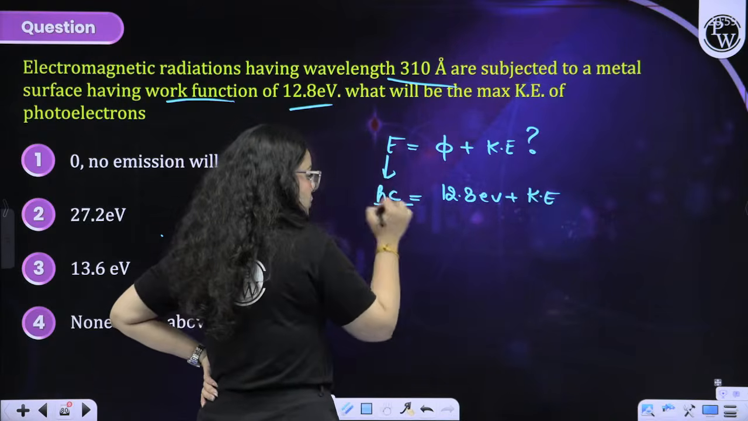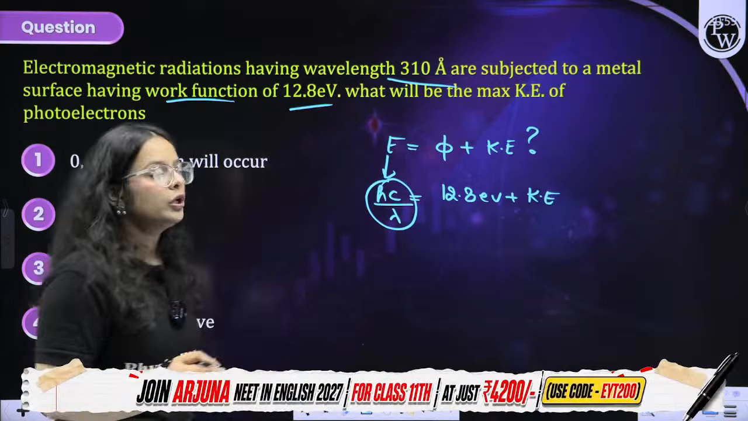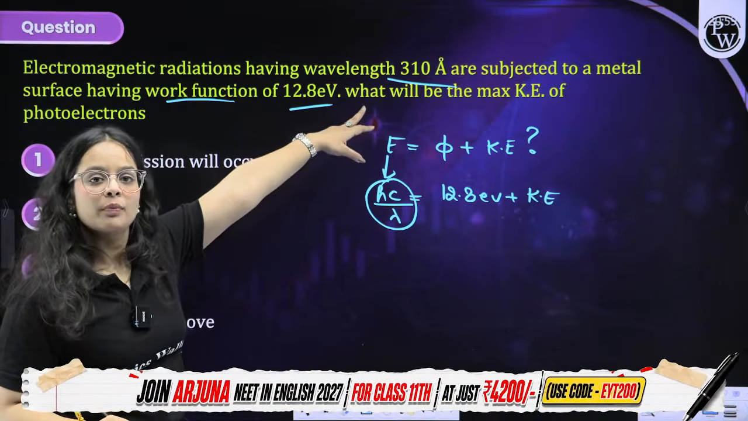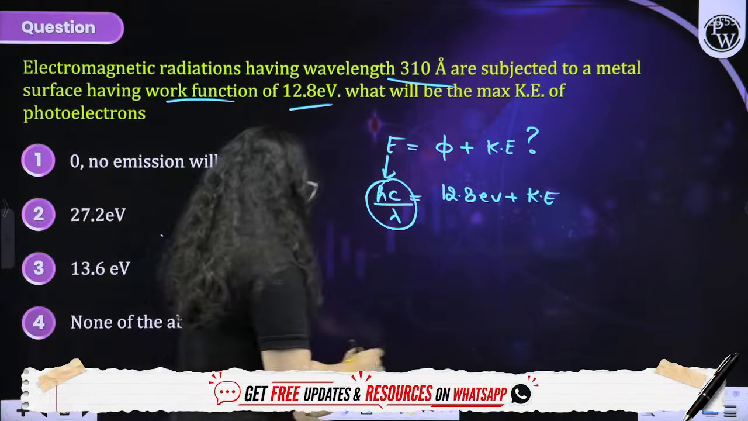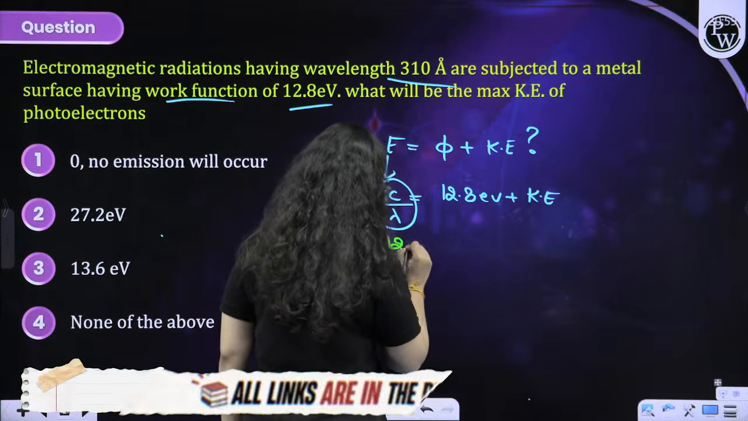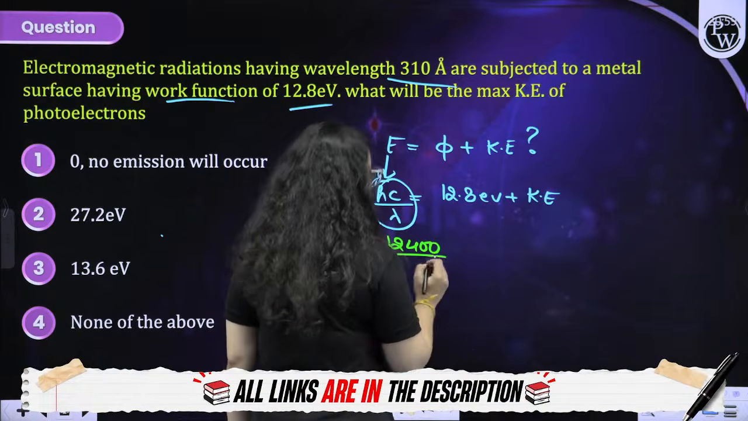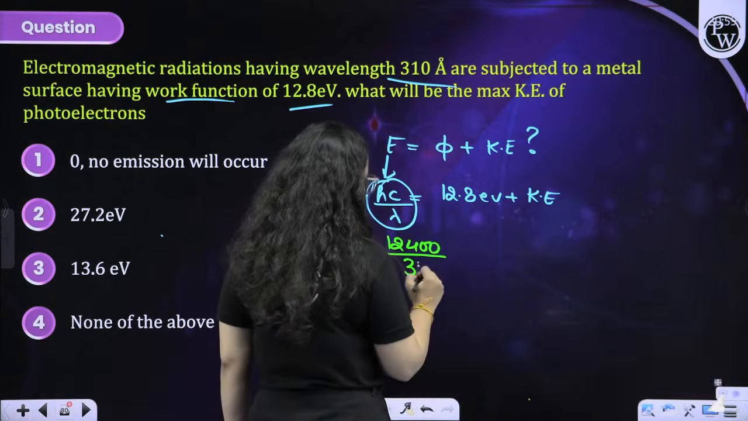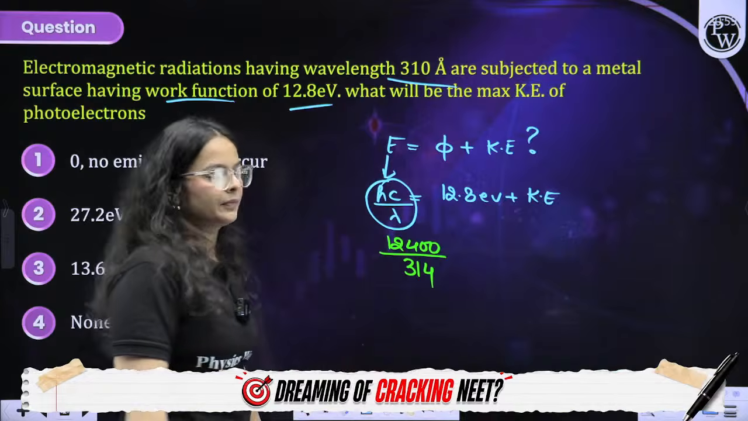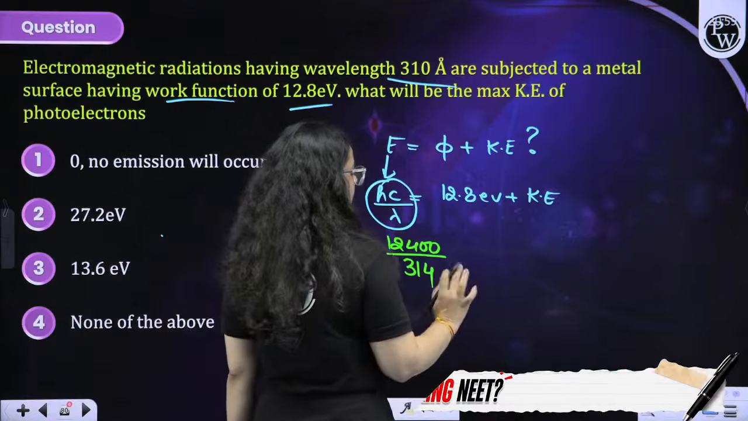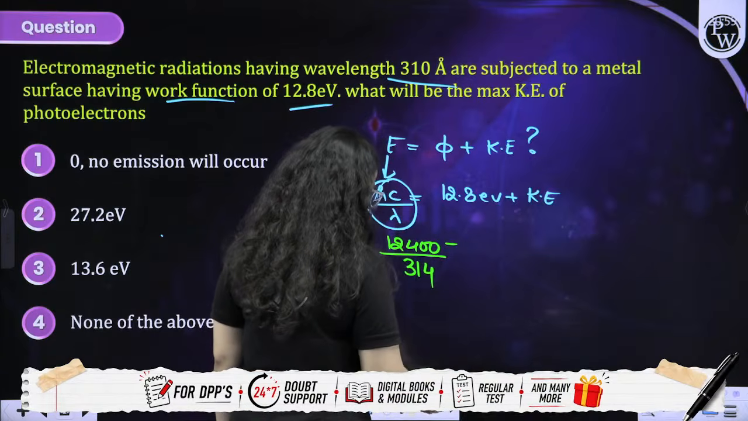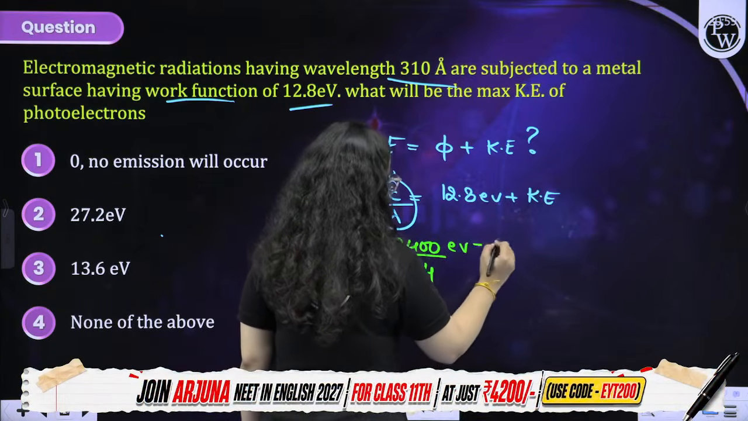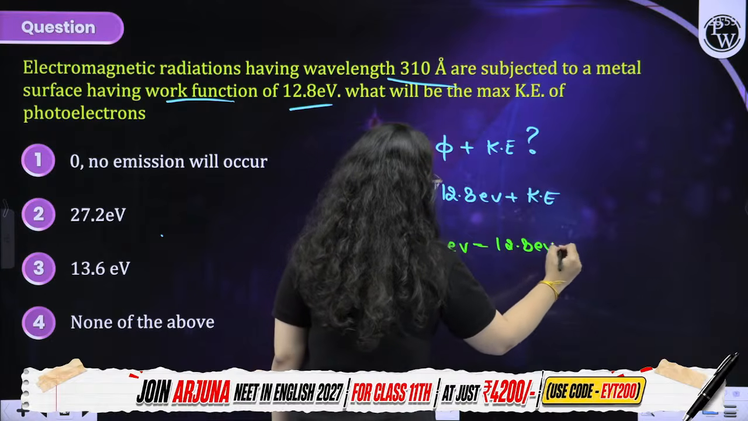Now in this formula, remember I told you, whenever they are giving you lambda in angstrom, you just simply have to write the formula of E as 12400 by lambda, and lambda in angstrom is 314. See how simple it is. You just have to simply solve it out, and it will come out to be in electron volt, 12.8 electron volt, and kinetic energy.